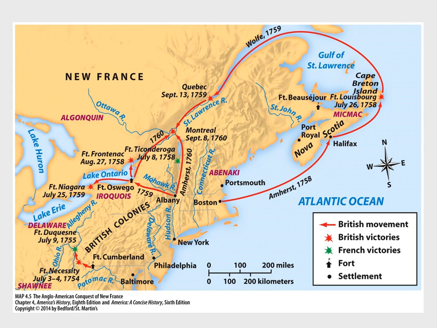Okay, this is a map of the movement of the British and the victories. So you can see several British victories with the little red stars, very few French victories. The British will win this war.